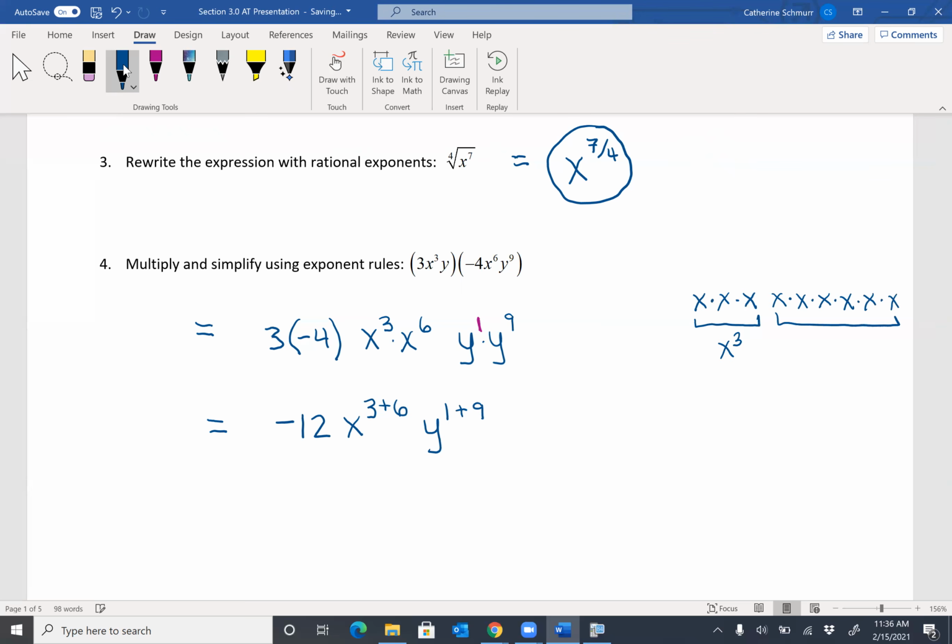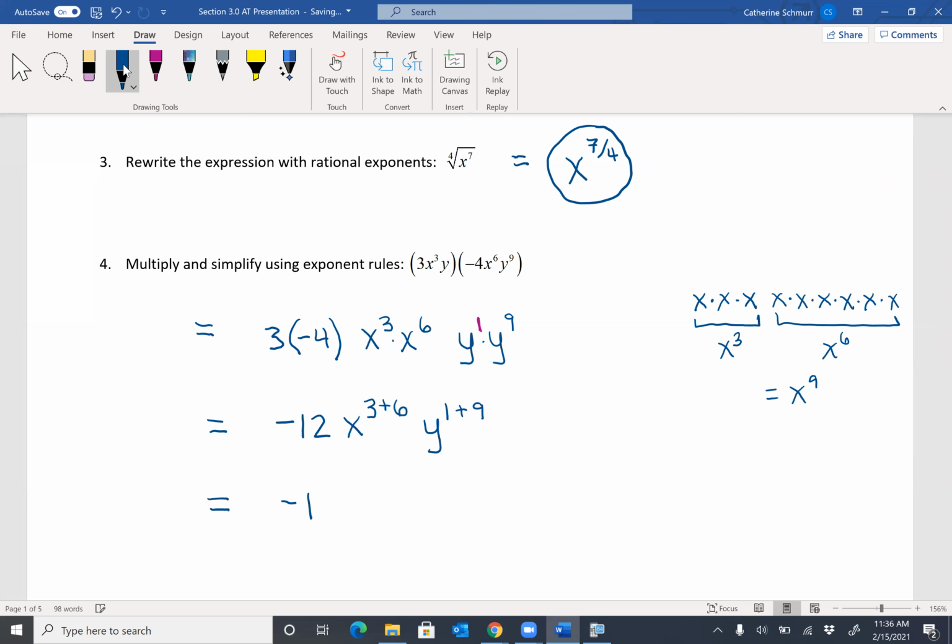So here's my x to the 6th. And so I really have 1, 2, 3, 4, 5, 6, 7, 8, 9 x's multiplied together. And so that's equal to x to the 9th. So that's why that addition rule works when you're multiplying the same base.